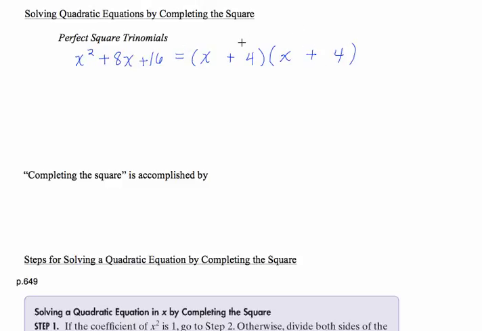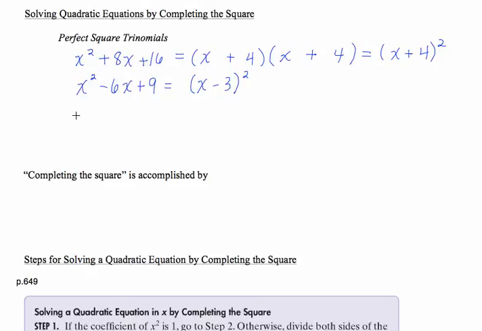Because they're the exact same, x plus 4 times x plus 4, you can write this as x plus 4 all squared. So that's why this is a perfect square trinomial, because it factors into something that is a perfect square, x plus 4 all squared. Okay, another example would be something like x squared minus 6x plus 9. That one would factor into x minus 3 all squared. So if you write out x minus 3 times x minus 3 and you FOIL it all out, you'll get x squared minus 6x plus 9.